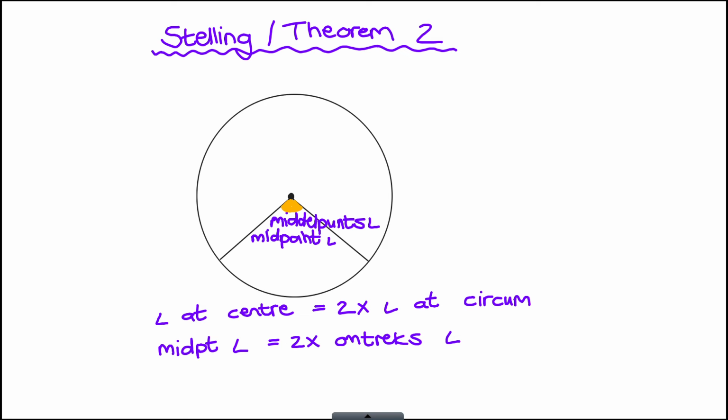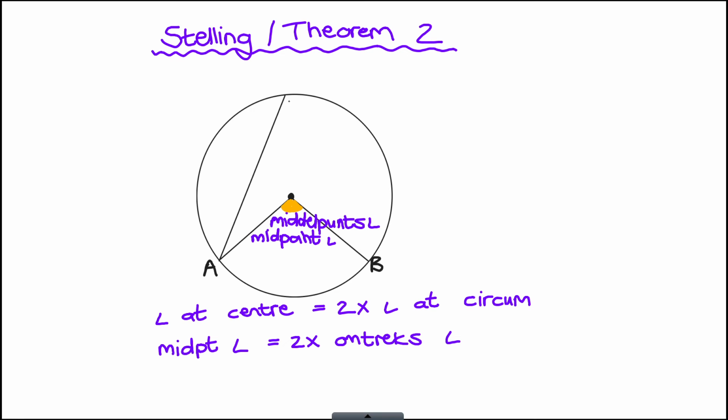Dan trek ek nou vir jou, en hierdie deel is belangrik. Kom ons sê my 2 radiusse is geteken vanaf A, B. So if I now draw a circumference angle, as ek nou 'n omtrekshoek gaan teken, nog steeds van A en B af. So that's the important part. Both of these angles, they basically come from point AB. So van A af trek ek 'n lyn tot op die omtrek van die sirkel.